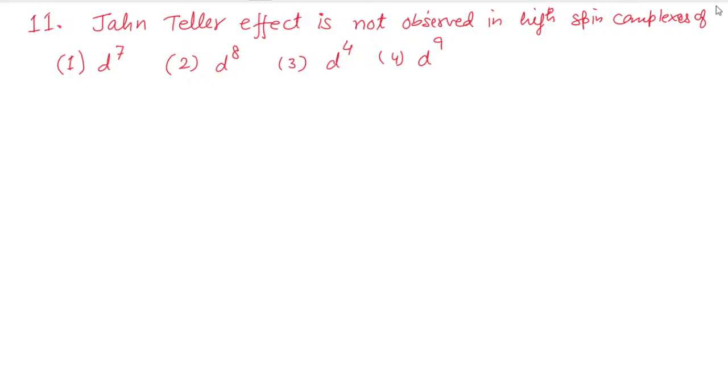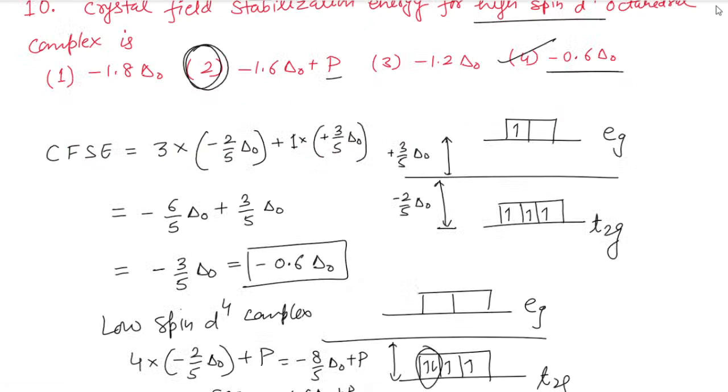Okay, now question number 11. Jahn-Teller effect is not observed in high spin complexes. Yes. Now complexes high spin. Keep in mind Jahn-Teller. Okay, wait. Say in this case we have 4 electrons. Out of 4, 3 are in t2g.